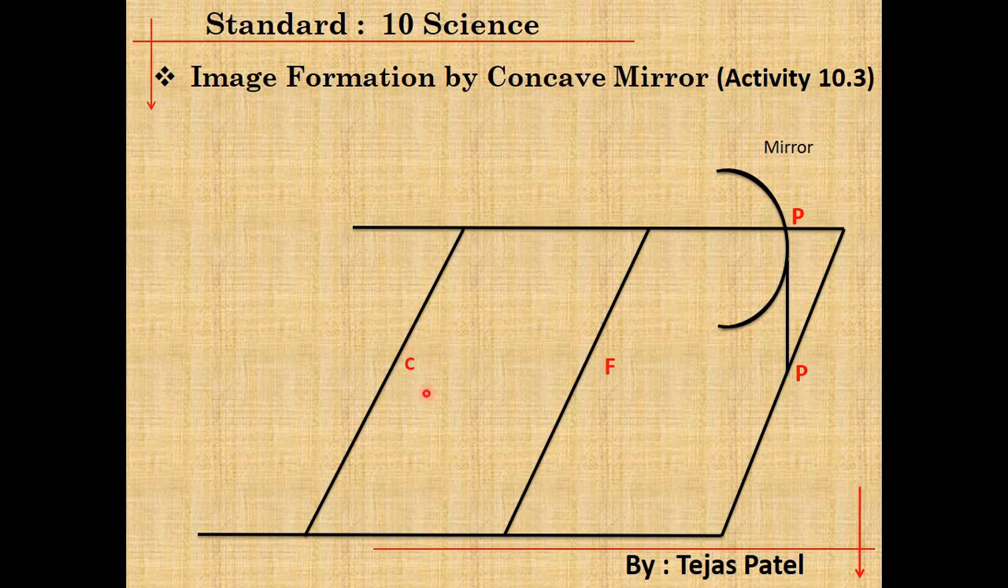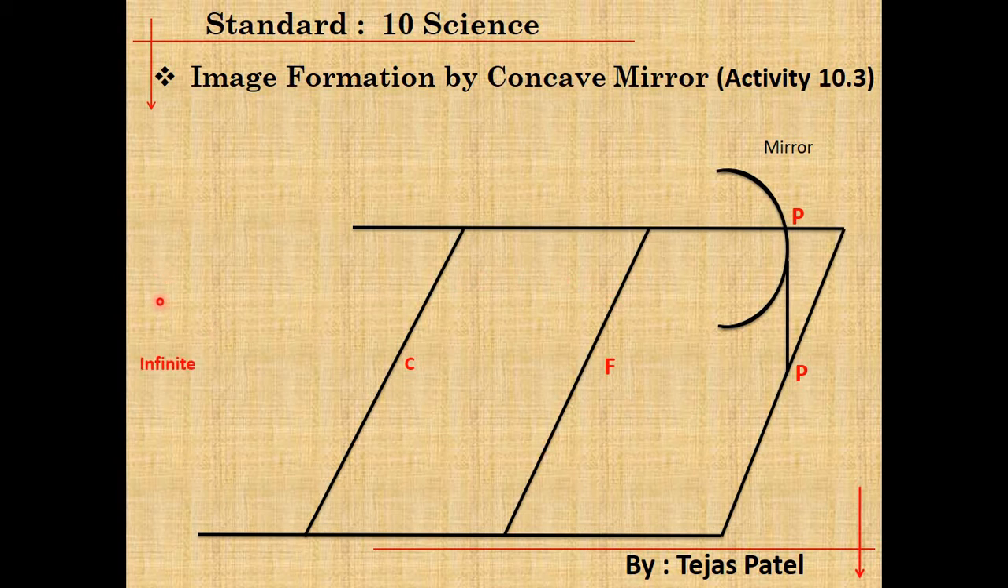Now we are going to take one object. Suppose one candle is there. We are going to put this candle on different locations between C, F and P, and we are going to observe the image that is formed by this concave mirror at different locations. With the help of this we can identify the size of the image, the type of the image, and where the image is located. So we are going to find out all these things.